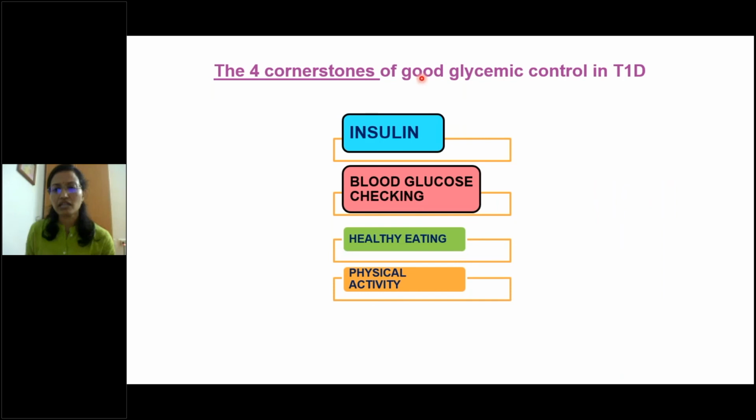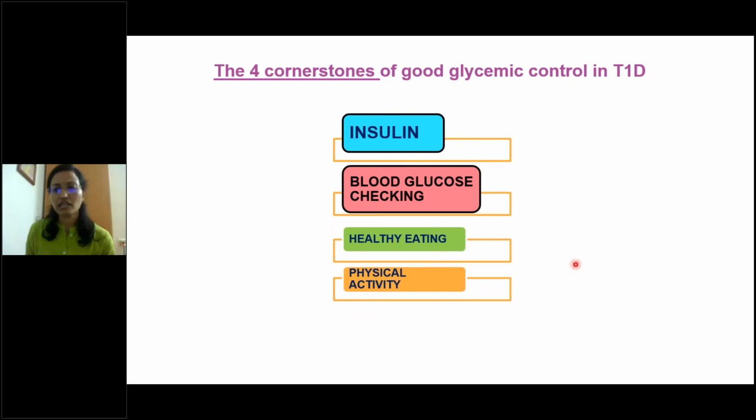So these are the 4 cornerstones of good glycemic control in the long run. Insulin is just one part of all these 4. Today, I don't think we can cover all of these. I'm going to concentrate only on insulin management and a little bit about blood glucose checking in the next few slides.